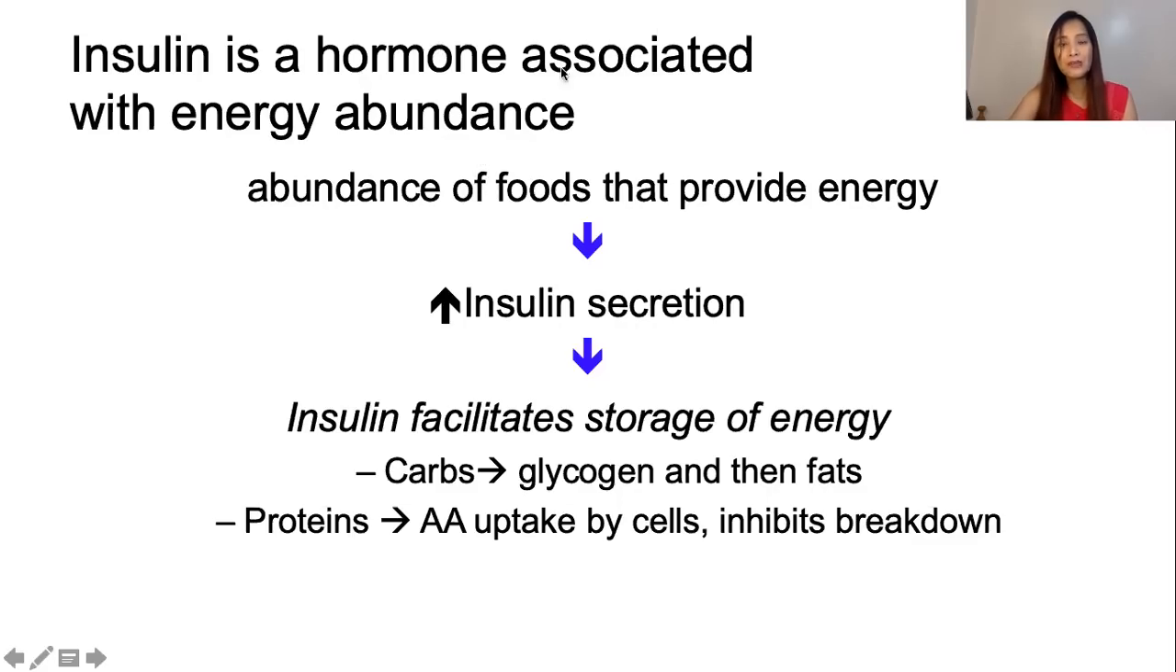So insulin is a hormone associated with energy abundance. Insulin is an anabolic hormone. It serves to store energy. If there is an abundance of food that provides energy, it promotes secretion of insulin, and insulin facilitates the storage of energy. If it's carbohydrates, it gets stored as glycogen and eventually as fats. If it's protein, there is increased amino acid uptake by cells and inhibition of protein breakdown. So it's an anabolic hormone.